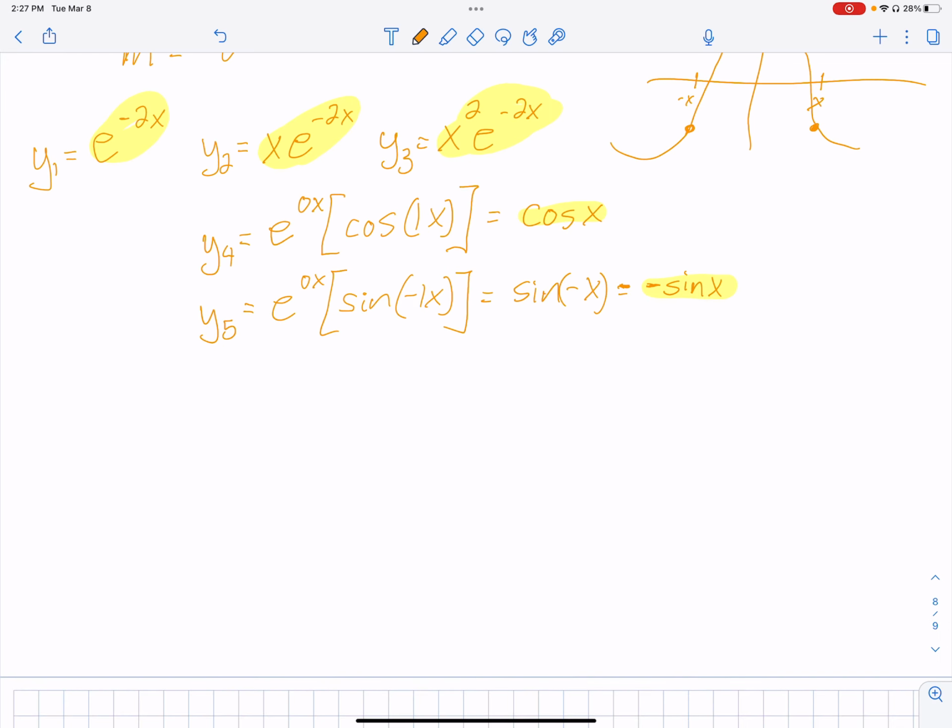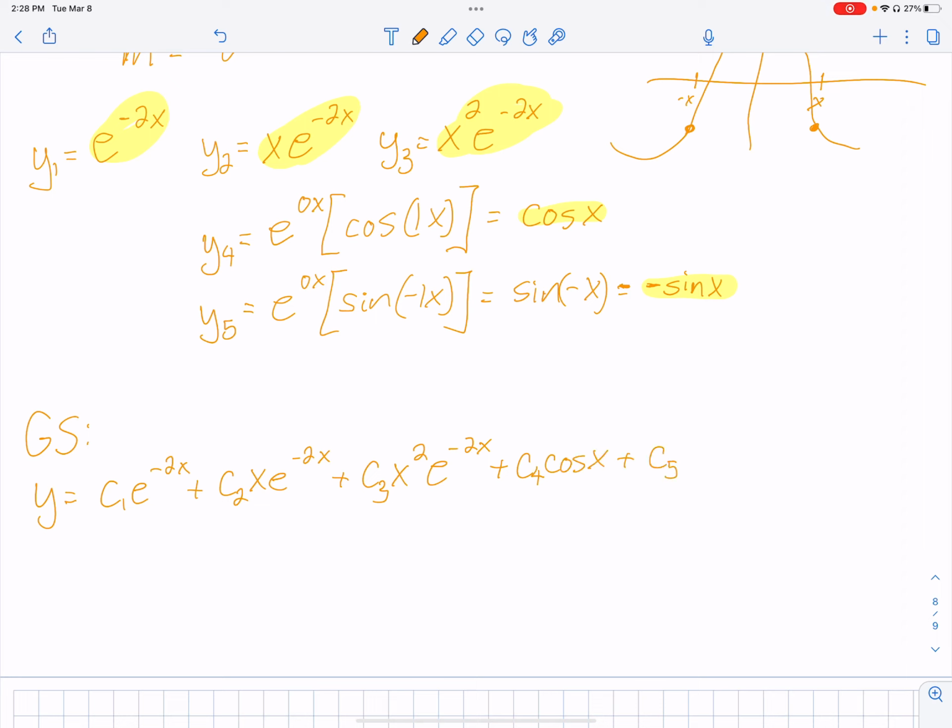So I can write out a general solution. GS is y equals, I forgot my c, C1 e to the -2x plus C2 x e to the -2x plus C3 x squared e to the -2x plus C4 cosine x plus C5, and I'm going to go ahead and throw a minus out there, sine of x. There we go.